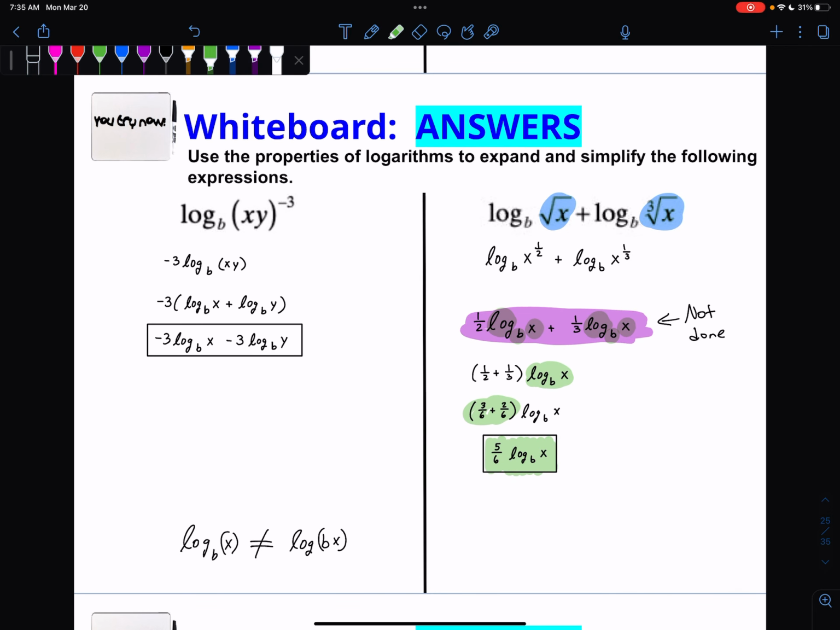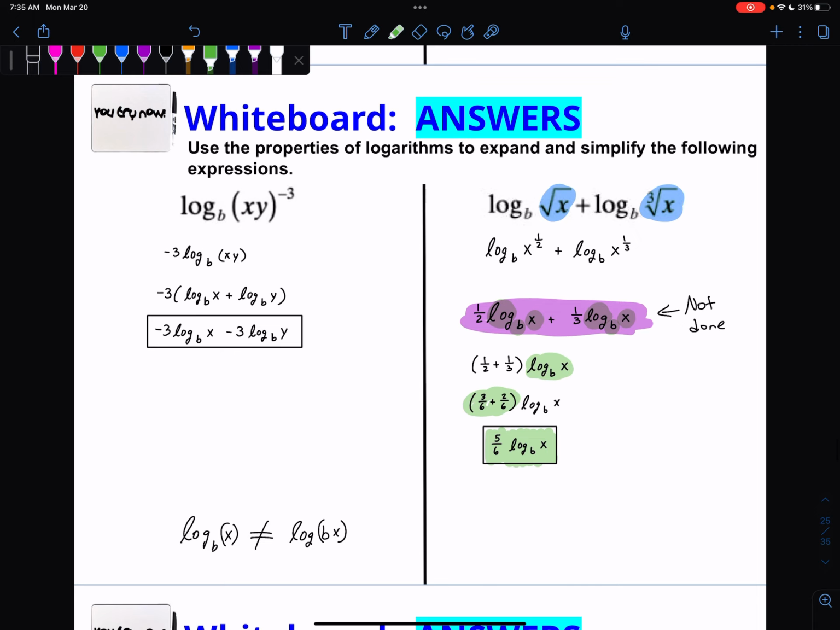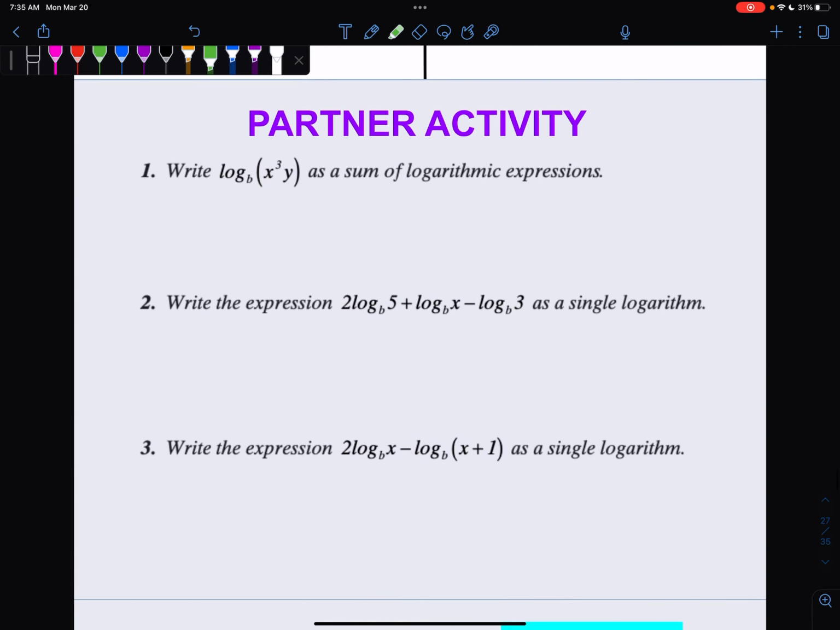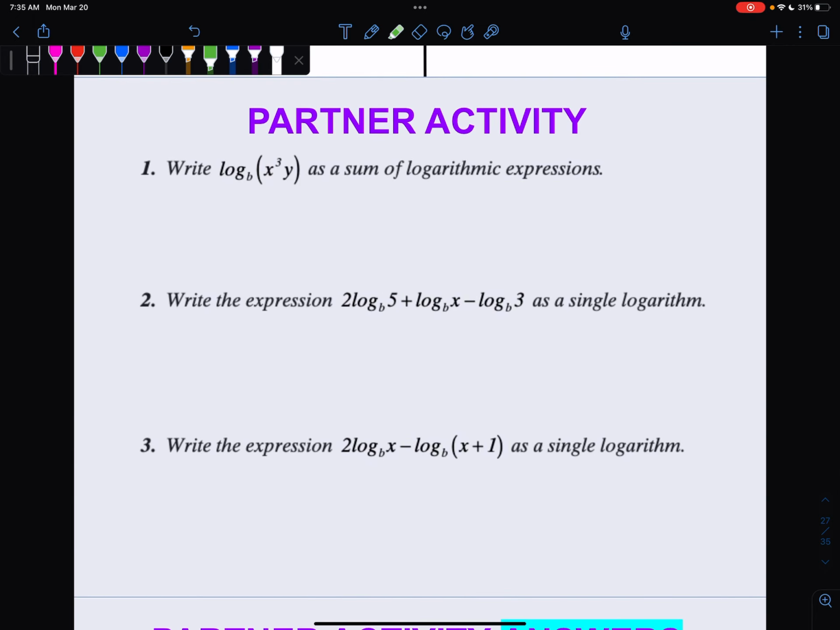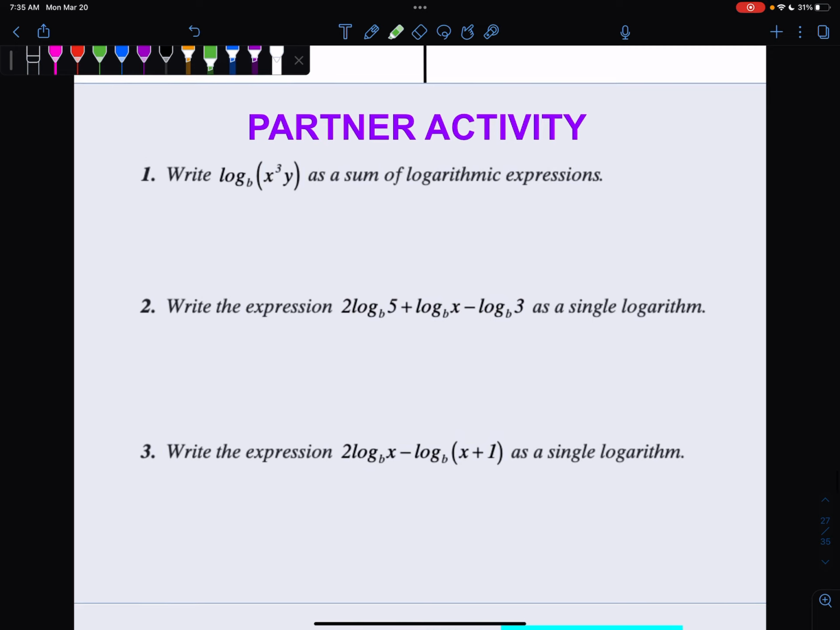Okay. We are on your partner activity, and then it is time for your assignment. So here's your partner activity you're going to work on. There are 3 of them. Go ahead, pause when you're done. Give a thumbs up, and we'll play the video so you can finish checking your answers.